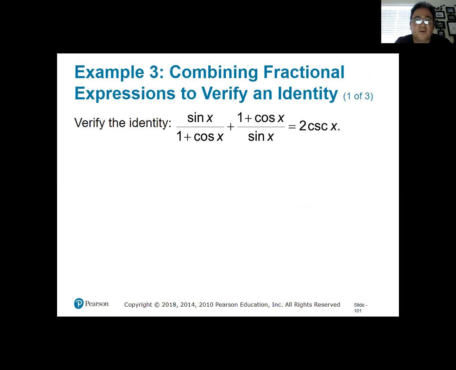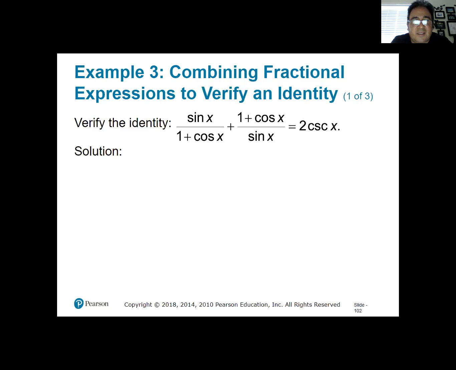Ooh, that looks cool. So now we have fractional expressions, right? This is example 3. Write that down. Which of these two looks like the more challenging one, the left or the right? The left side. The right looks easy, so I'm going to work with the left side. I don't want easy. I want something that's a challenge.